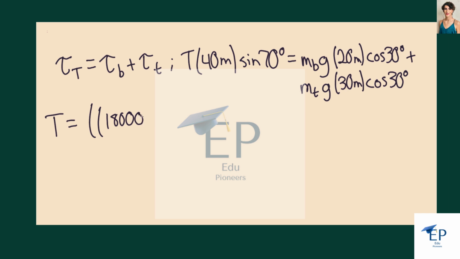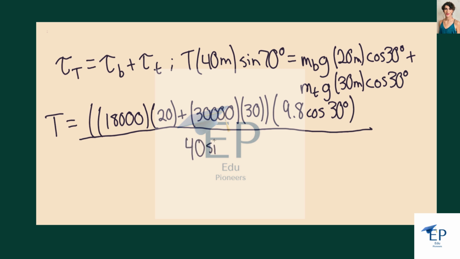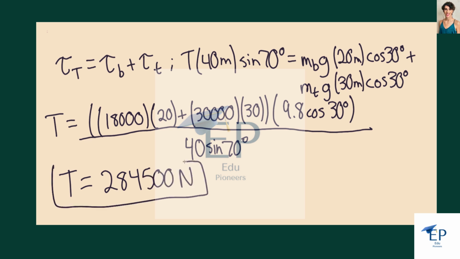So here we can solve for T and say that T is going to be equal to 18,000 times 20 plus 30,000 times 30. And then this would be multiplied by 9.8 cosine of 30 degrees, this entire thing, and then divided by 40 sine of 70 degrees. And we find that the magnitude of the tension is going to be 284,500 newtons. So this would be your answer for part A.